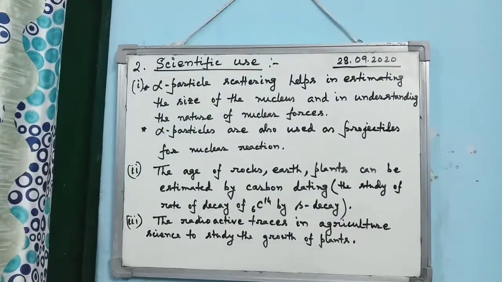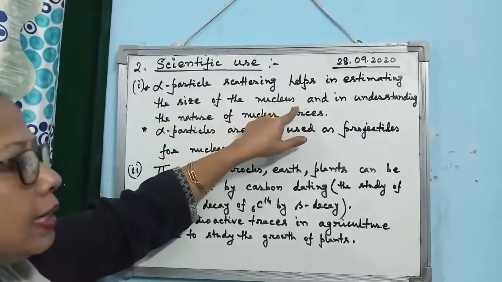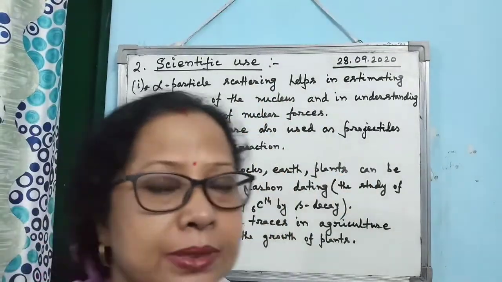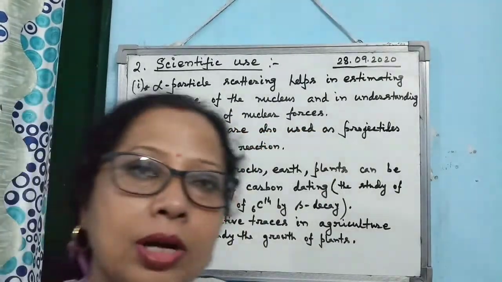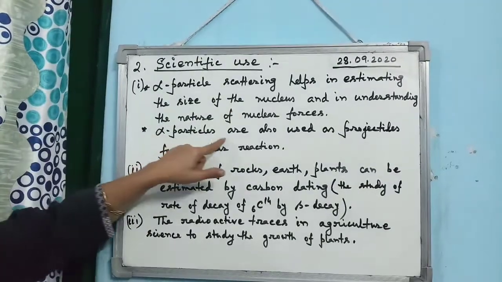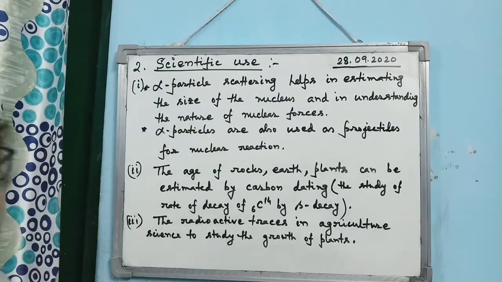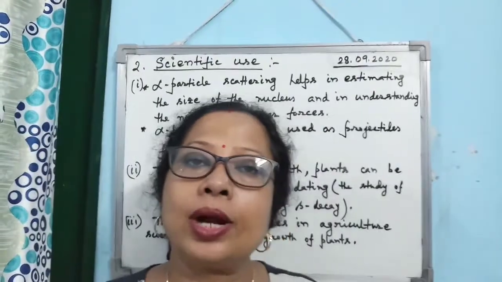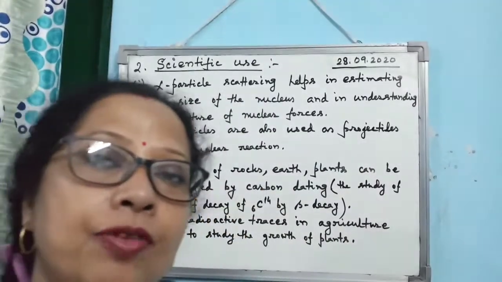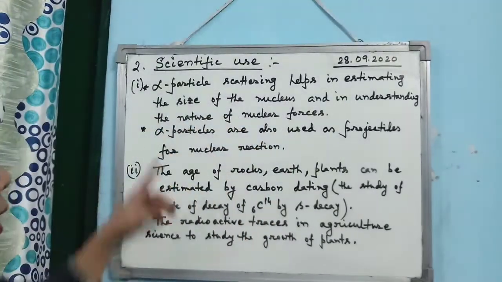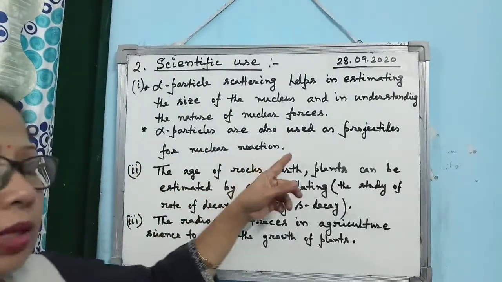Alpha particle scattering helps in estimating the size of the nucleus, and it also helps in understanding the nature of nuclear forces. And alpha particles are also used as projectiles for nuclear reactions. Means if you want to bombard and break any nucleus, in that case highly energized alpha particles are used. So that's why alpha particles are also used as projectiles for nuclear reactions.